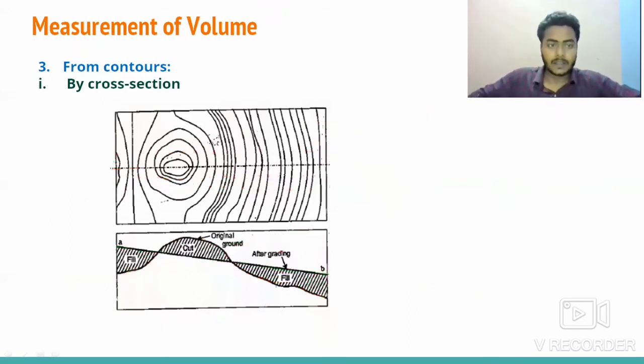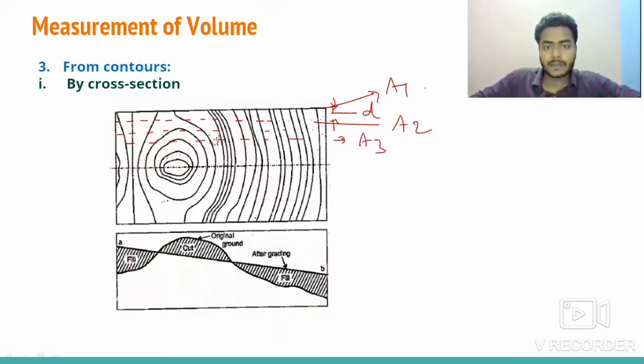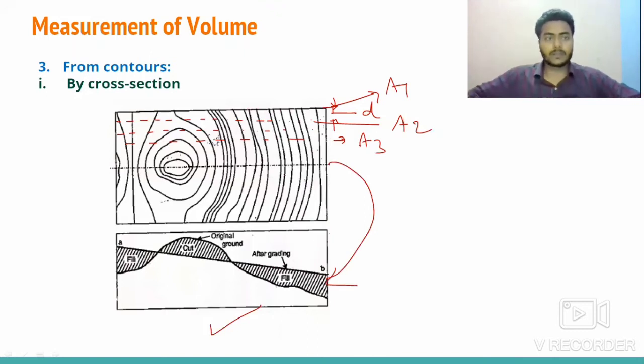Right. So the basic thing is we have this contour plan. This contour plan we will divide into a number of sections at equal interval. So this interval will be D. Whatever cross section we have, we will calculate according to this line. So that is A1. This line A2. You can take the other line, that is A3, like this. Say this graph is given according to this line. Okay. So this method is called by cross section.